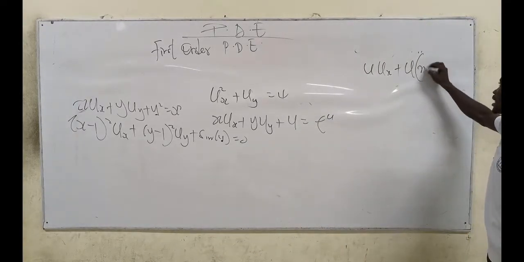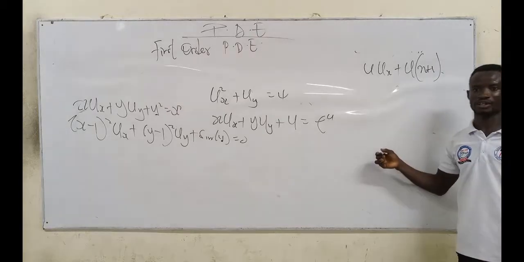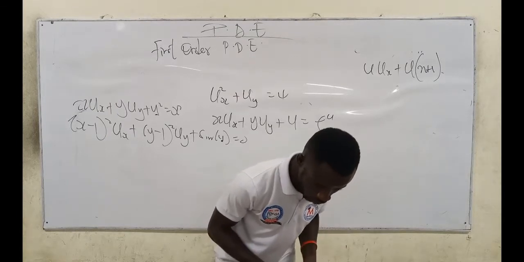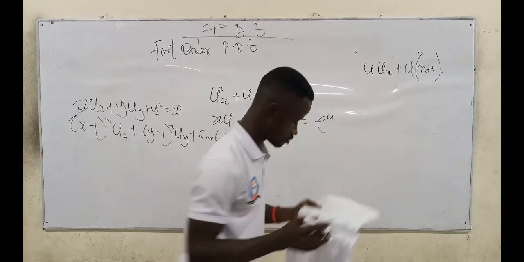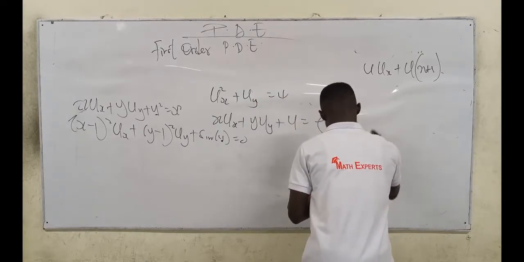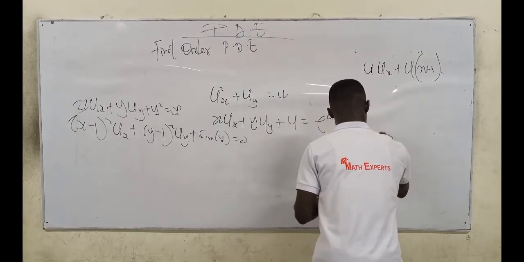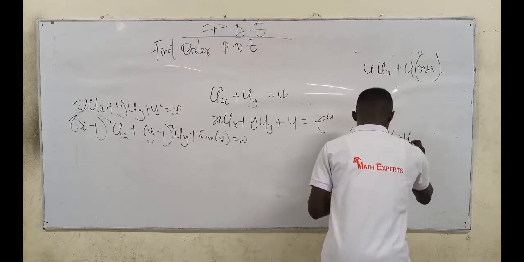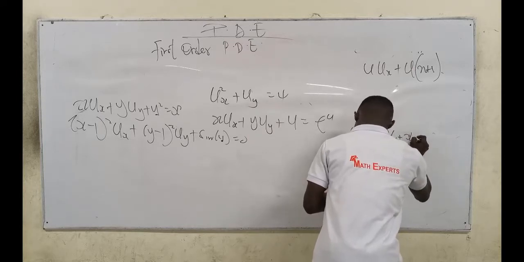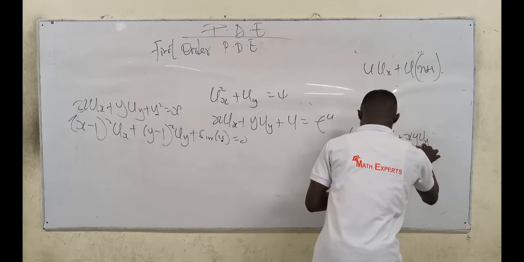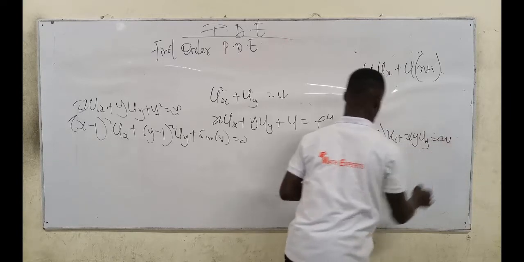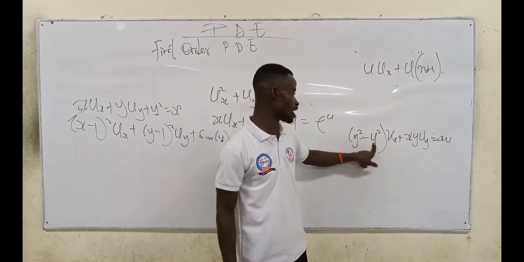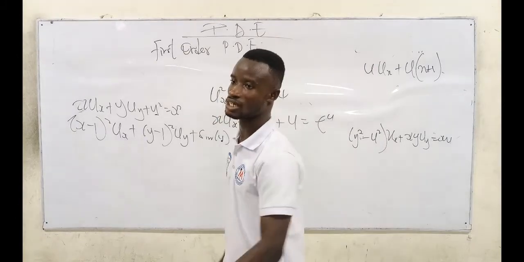The same way you can see the dependent variable multiplying the what? Then the function is still the same thing. I think that's why we established it. So we can get an example like y squared minus u squared u subscript x plus u subscript y. You see that here there is a dependent variable multiplying the derivative, simply it is quasi linear.